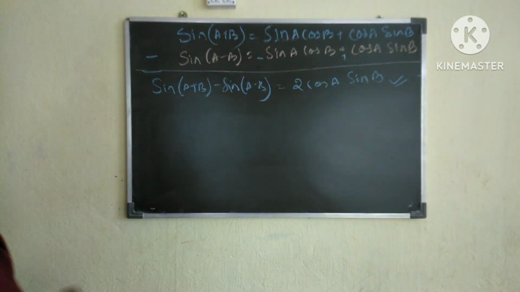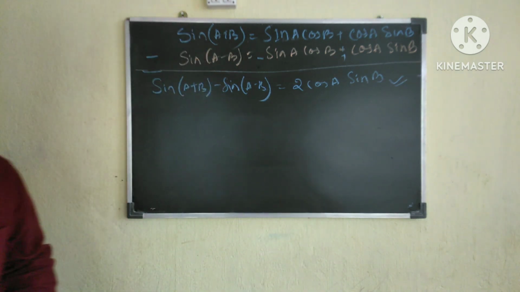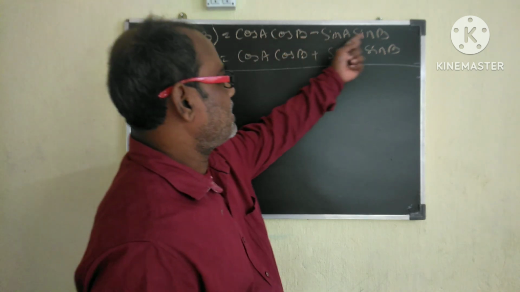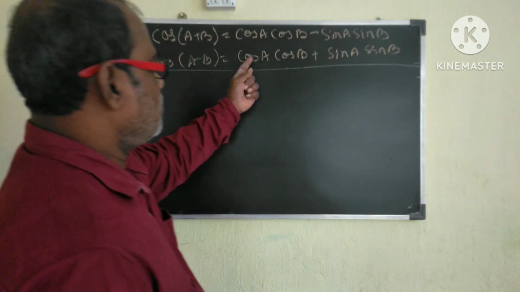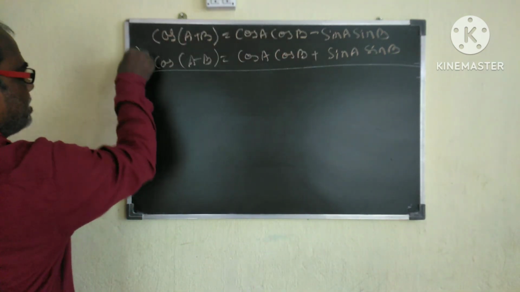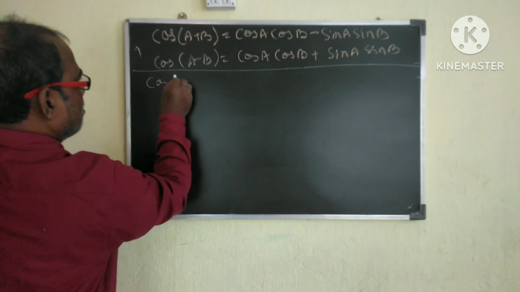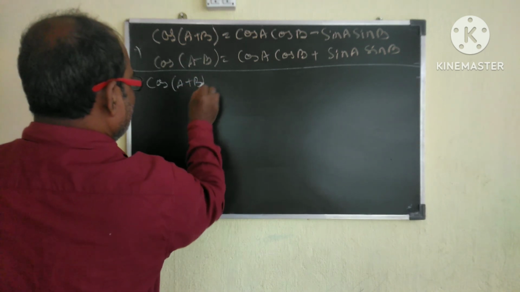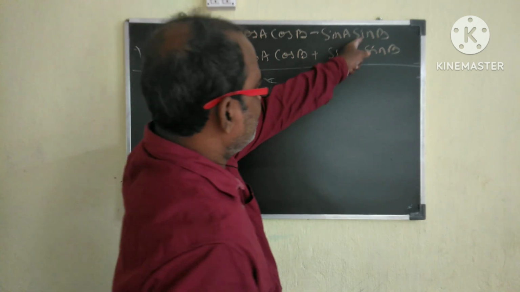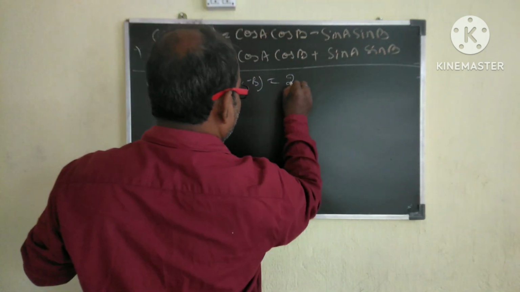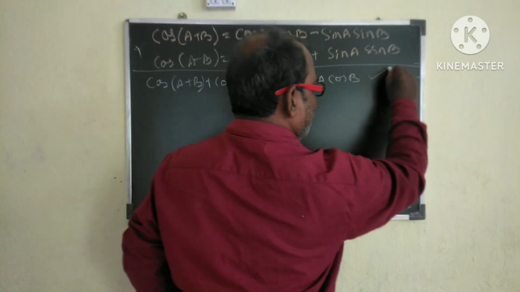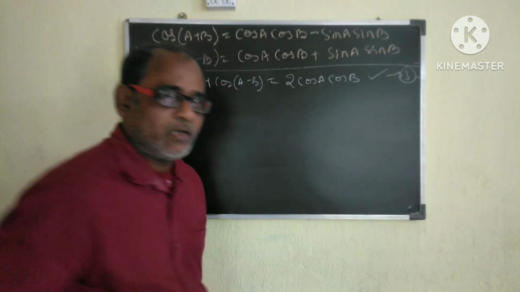Now one more thing we are going to do: we also know that cos a plus b is equal to cos a cos b minus sin a sin b, and cos a minus b is equal to cos a cos b plus sin a sin b. Again, let us add these two equations. So what we get is cos a plus b plus cos a minus b equals, this 2 gets cancelled off, we get here 2 cos a cos b. This is another important formula, number 3, transformation formula number 3.